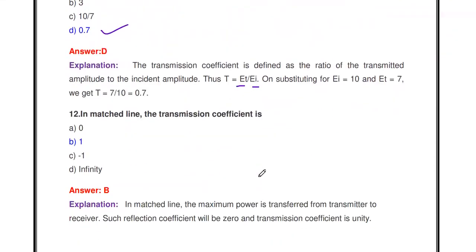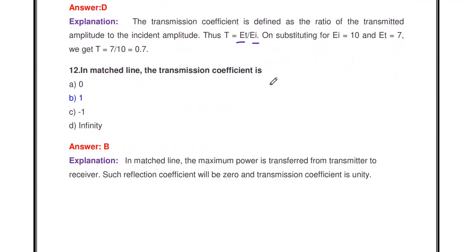The next thing, in a matched line, the transmission coefficient is dash. Okay. For a matched line, the transmission coefficient is 1. Already you know, for a matched line, the reflection coefficient should be 0. A matched line means the transmission is occurring in only one direction from transmitter to receiver. The full wave is transmitted from transmitter to receiver. No wave will come back to the transmitter from the receiver. So for a matched transmission line, the reflection coefficient should be 0 and the transmission coefficient should be 1.